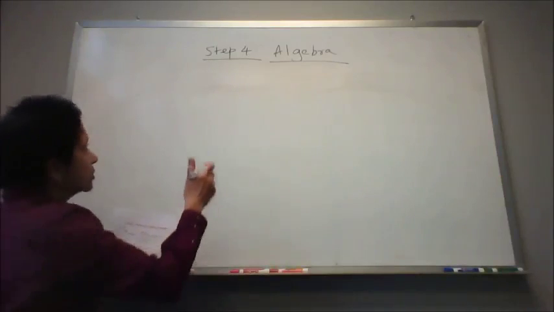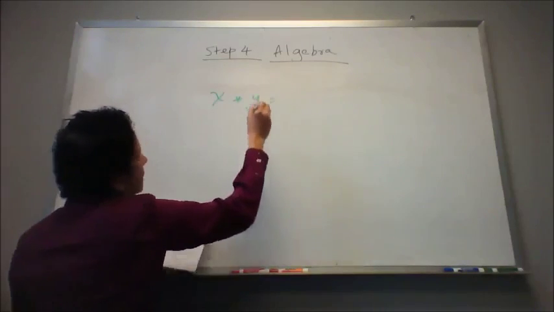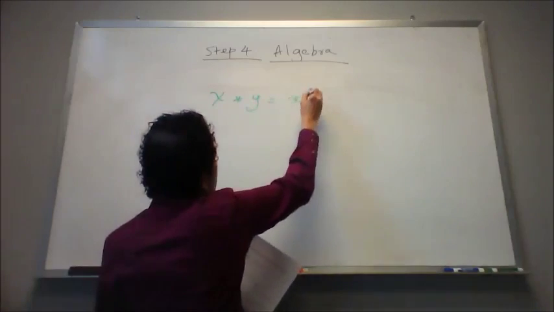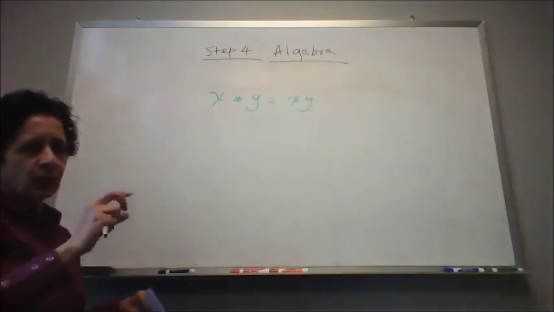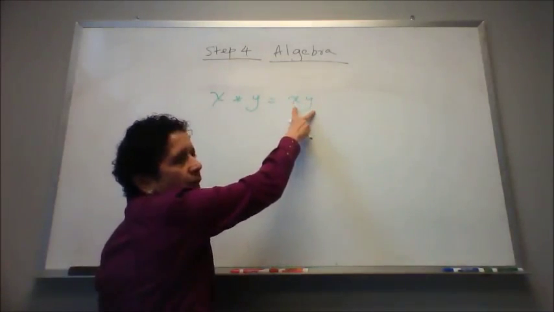Okay? So now, let's talk about how we do multiplication. So let's say x times y, and generally we write that as xy. So xy, with no symbol in between, means that you are multiplying x and y, okay?